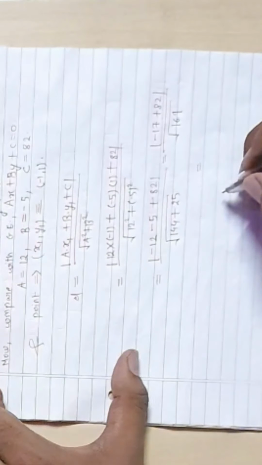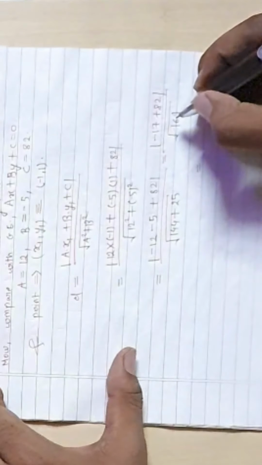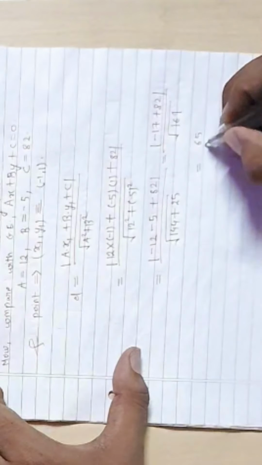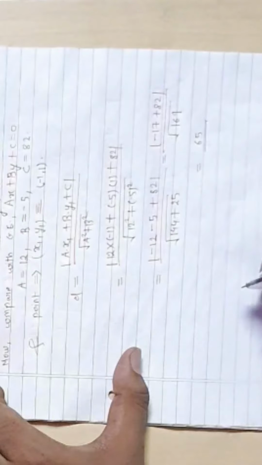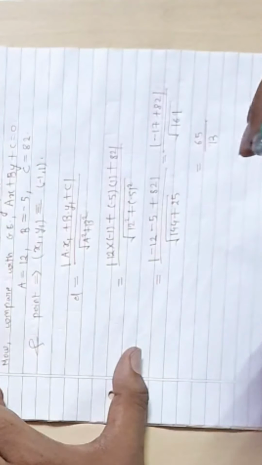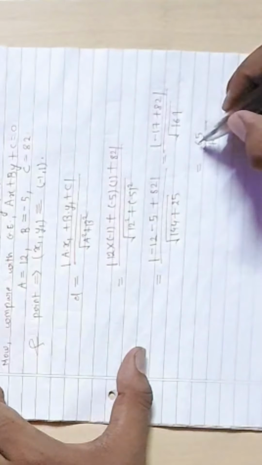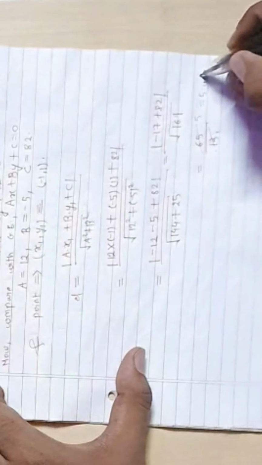Now after solving this, what do we get? 82 minus 17 is 65, upon the square root of 169, which is 13. Now 13 ones are 13, 13 fives are 65. So the answer is 5 units. So the correct option is 5 units.